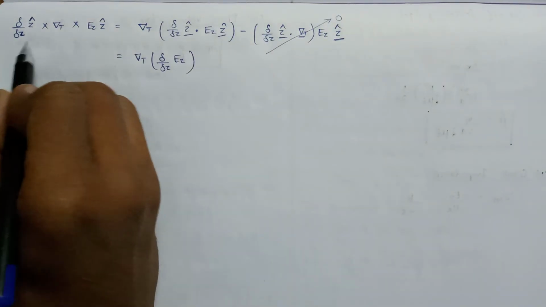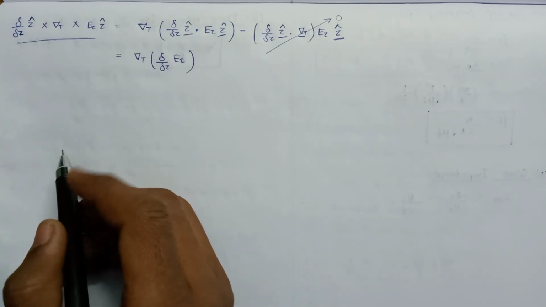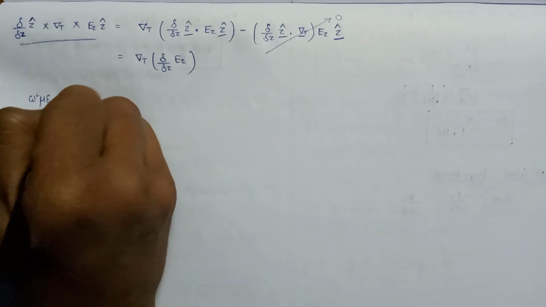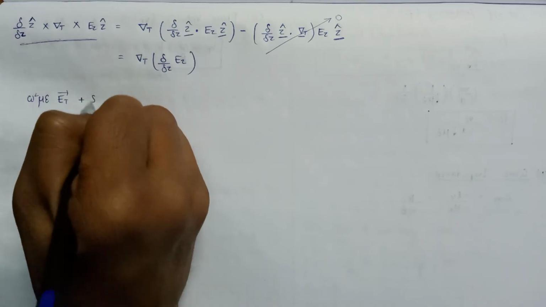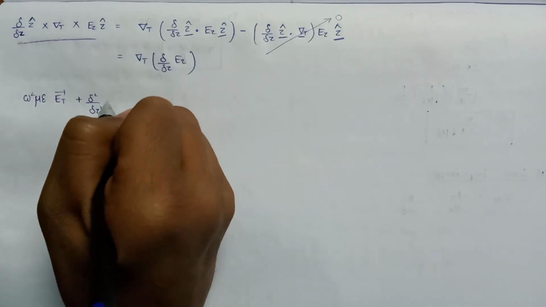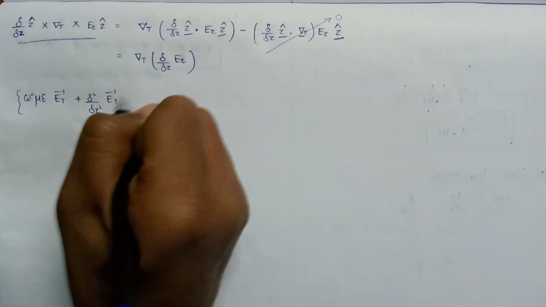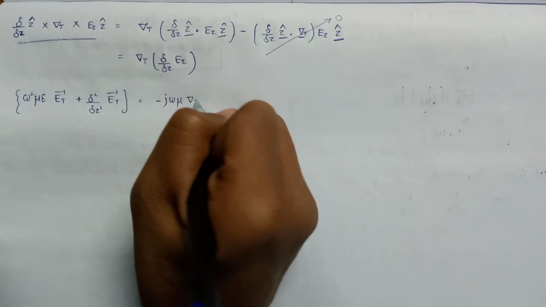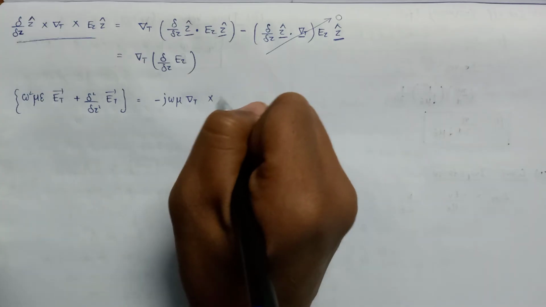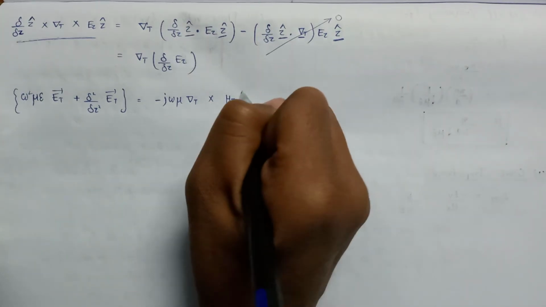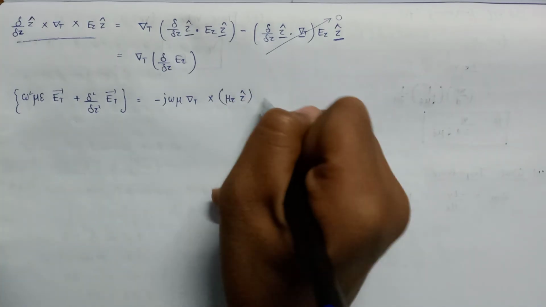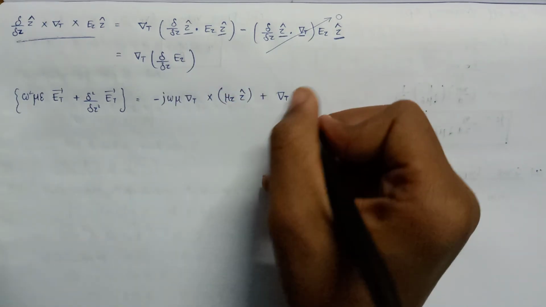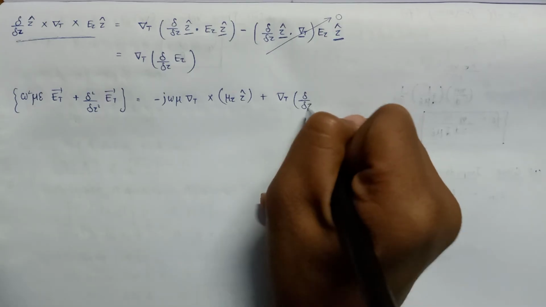On substituting the value of this expression and the previous expression that we evaluated, the final expression will become omega square mu epsilon Et plus del 2 over del z square Et, that is equals to minus j omega mu del transverse cross product with Hz into z cap, in addition with del transverse, and we will write this term that is del over del z of E of z.